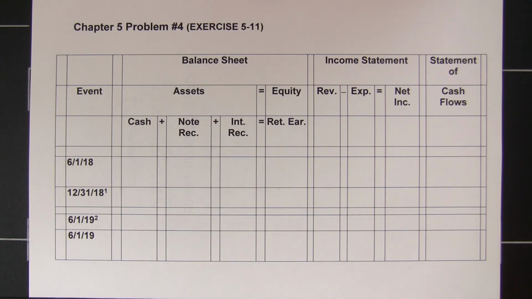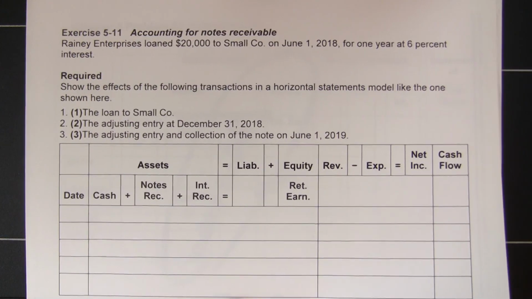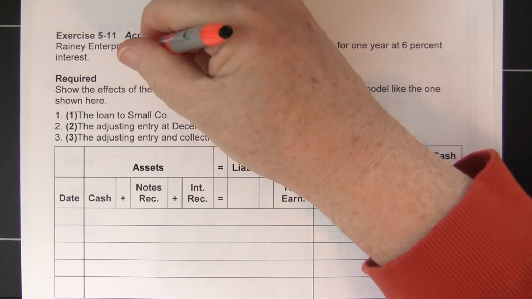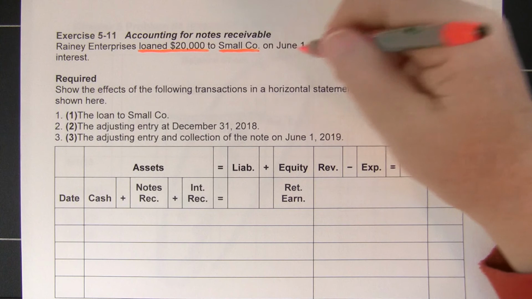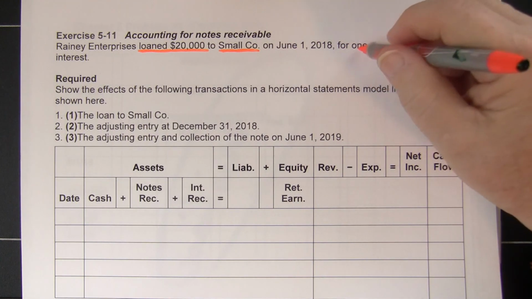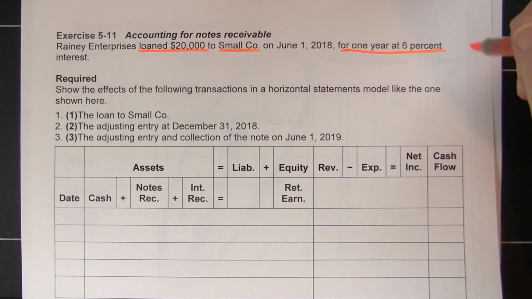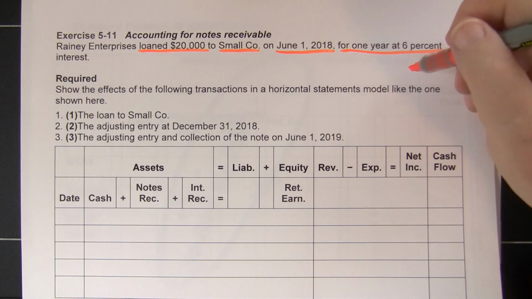Chapter 5, Problem 4. This is exercise 5-11 in your text. They give us some facts here about this company called Rainey Enterprises. Let's make sure we get them all. They loaned $20,000 to another company, a small company, for 1 year at 6%. They loaned the money on June 1st.